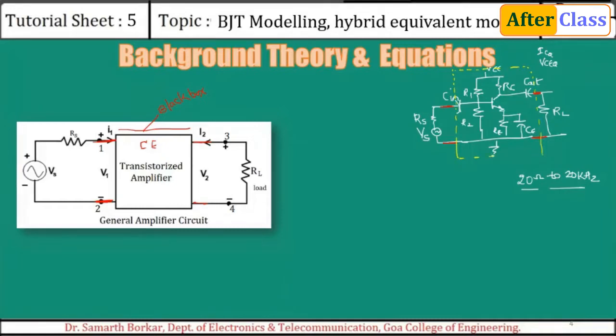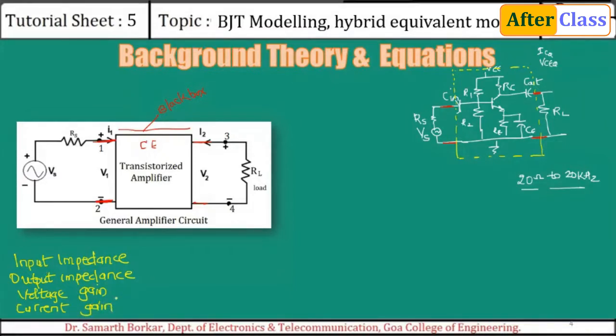Now we are ignoring these component values. Why? Because if you recollect, we have written what is the objective of this particular study: to find out the input impedance, output impedance, then voltage gain and current gain. Now these are the characteristics of any amplifier.